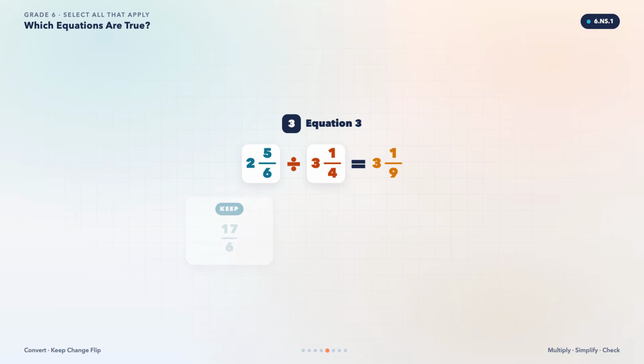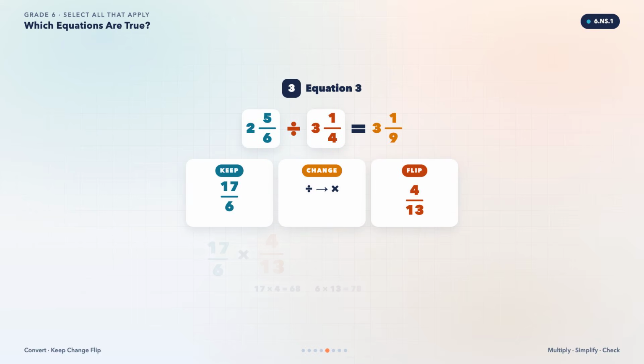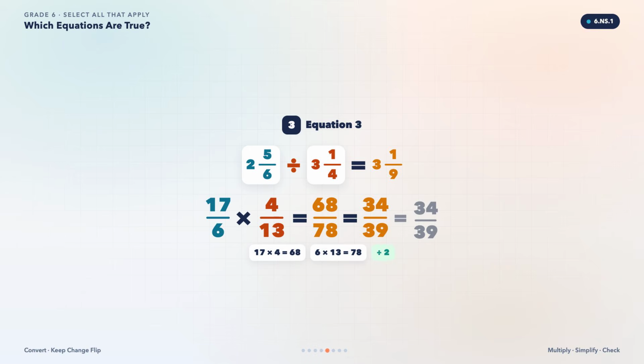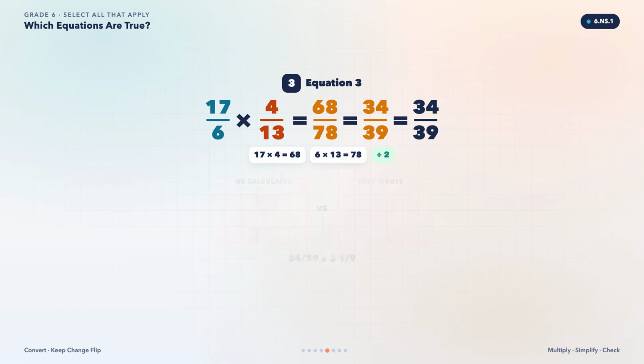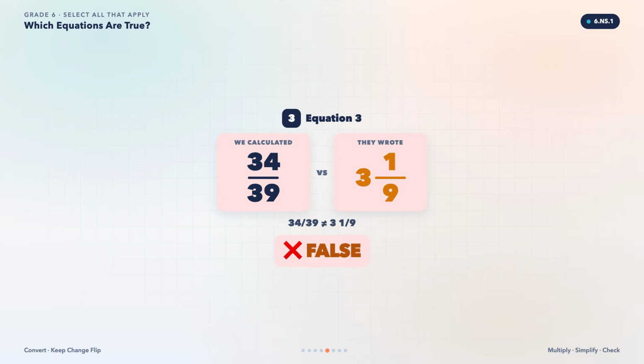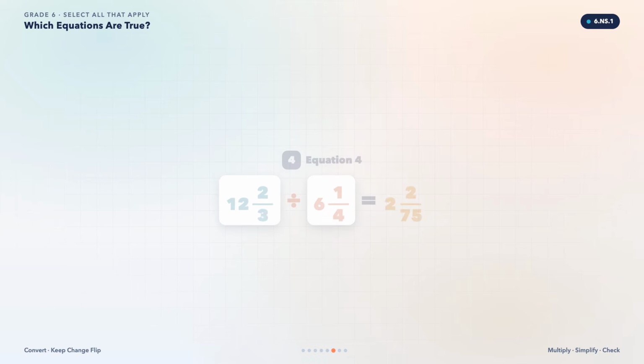Convert. 2 and 5/6 is 17/6. 3 and 1/4 is 13/4. Keep, change, flip. 17/6 times 4/13. 17 times 4 is 68. 6 times 13 is 78. 68 over 78. Divide both by 2. 34 over 39. That's less than 1, just like we estimated, not 3 and 1/9. Equation 3 is false.